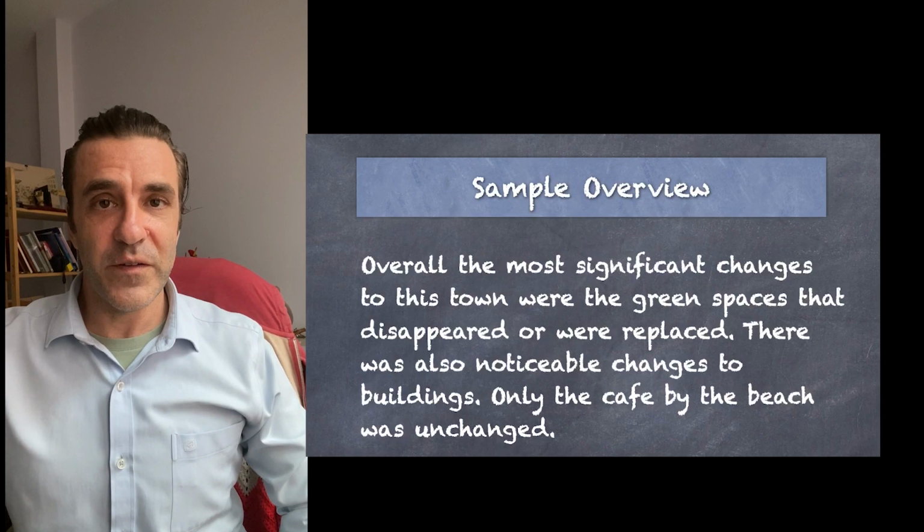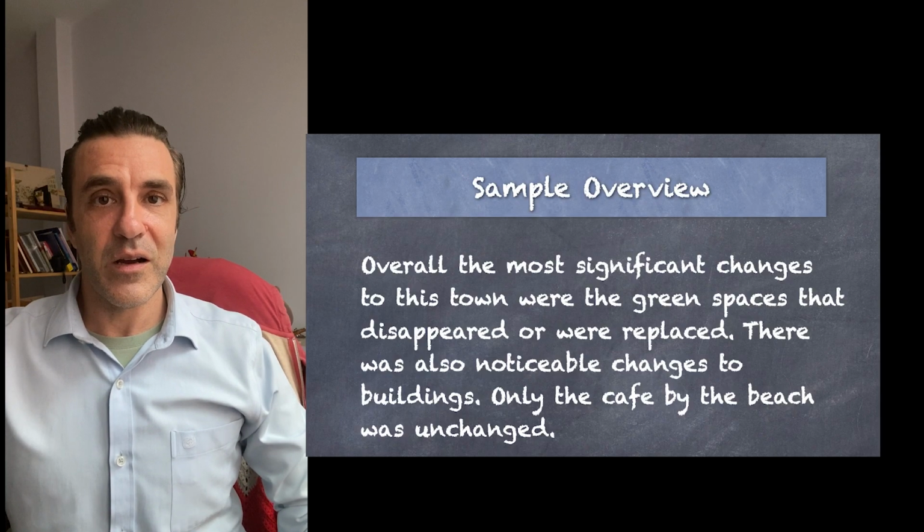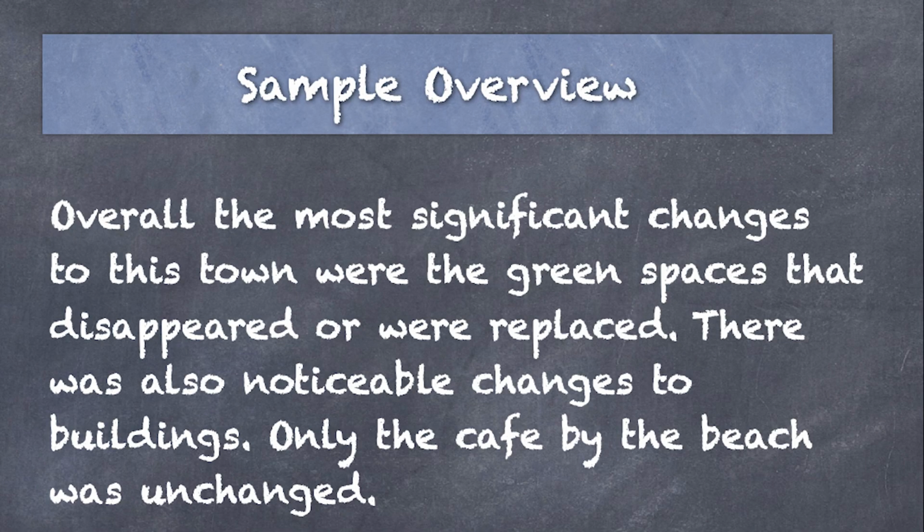So a sample overview might look like this. Overall, the most significant changes in this town were the green spaces that disappeared or were replaced. There were also noticeable changes to buildings. Only the cafe by the beach was unchanged.